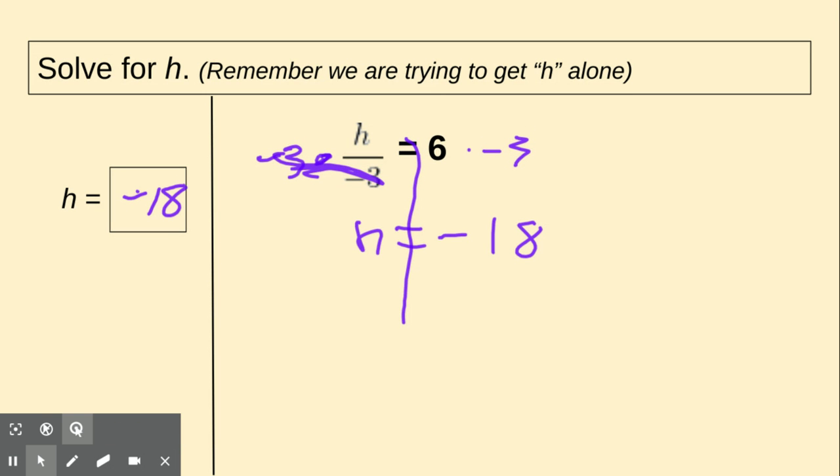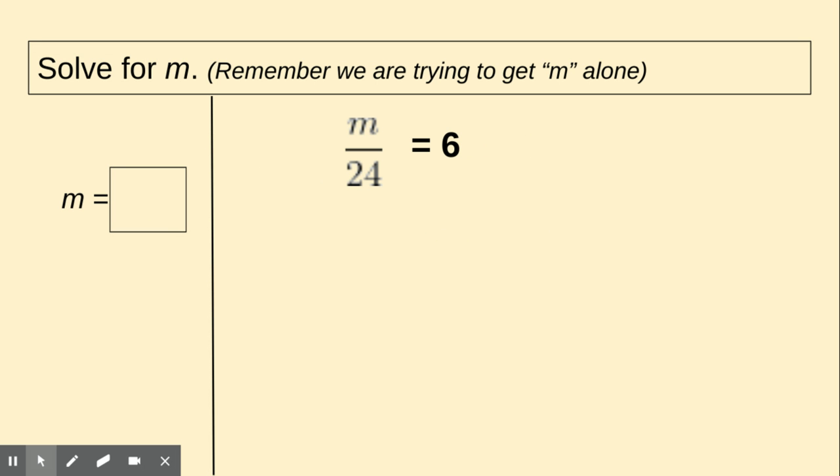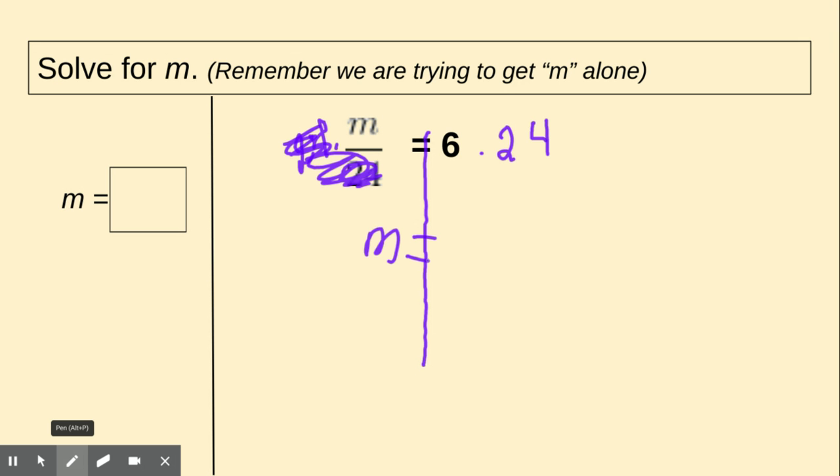I think we have one more to try together here. Let me erase our board. m divided by 24 equals 6. We know it's dividing by 24 on the left side. What is the opposite of dividing by 24? The opposite will be multiplying each side by 24. So we're going to multiply each side by 24. Those 24s cancel each other out. Now we have m by itself. 6 times 24 equals 144.